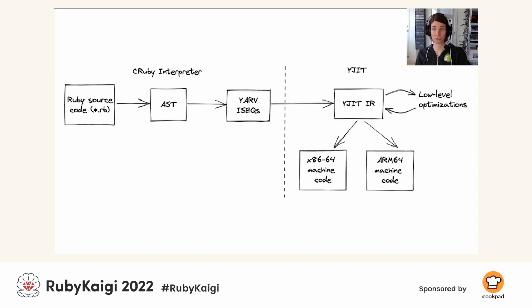So what we want to do with a new backend is, instead of compiling YARV ISEQs directly into x86-64 machine code, we'd like to go from YARV ISEQs to a YJIT intermediate representation, which we're going to be able to do some optimizations on. And then we can take this YJIT intermediate representation and choose to translate it either into x86-64 machine code or ARM64 machine code, so we can support multiple platforms.